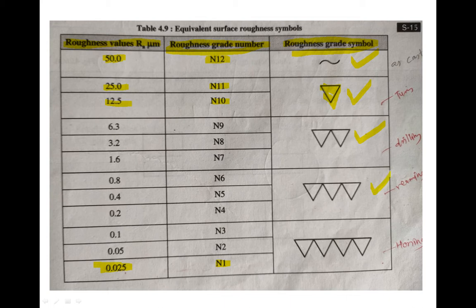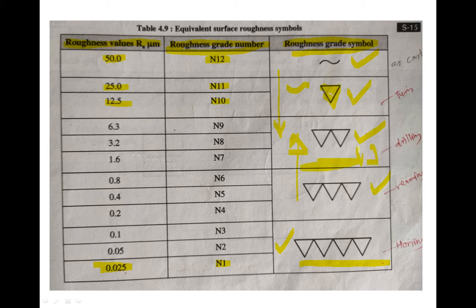If three triangles are there, then N4 to N6 and 0.2 to 0.8 micrometer. If four triangles are there, N1 to N3. This means if the number of triangles is more, the surface will be smoother because the value of surface roughness is smaller. And if the number of triangles is smaller, only one, then the surface is rough. The surface becomes smoother and smoother as we go from N12 to N1. Okay, so these surface roughness symbols are used in assembly and detail production drawings.